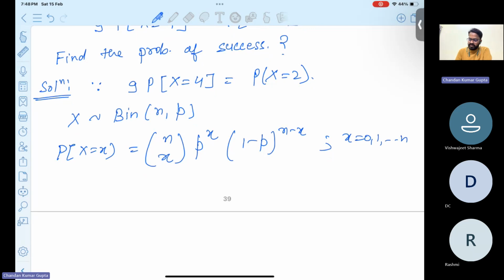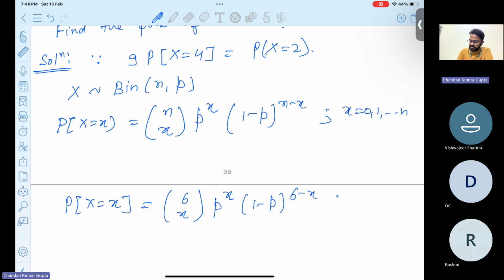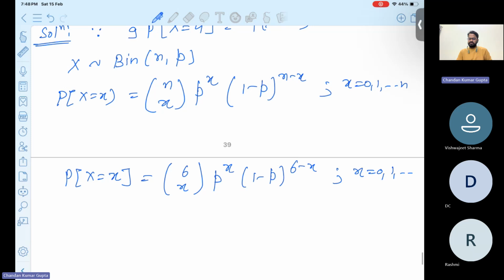Now we are given n equal to 6. So P(X = x) is 6Cx p to the power x, 1 minus p to the power 6 minus x, for x equal to 0, 1 up to 6. Okay, now we need to calculate this.